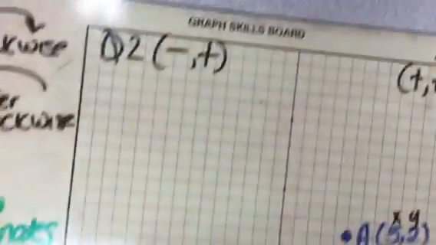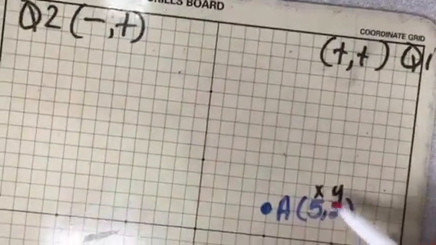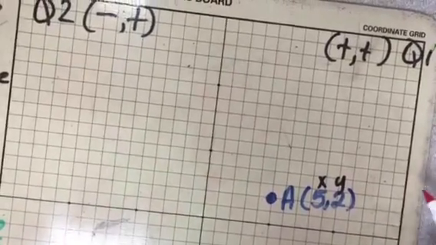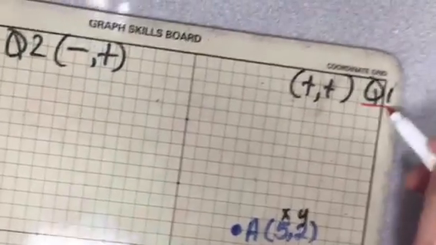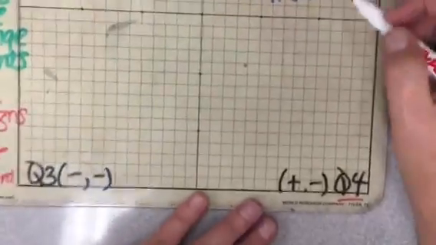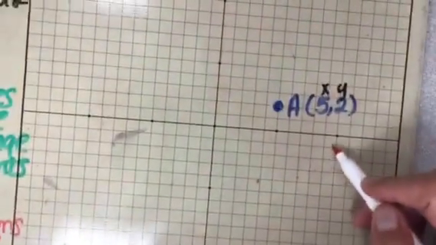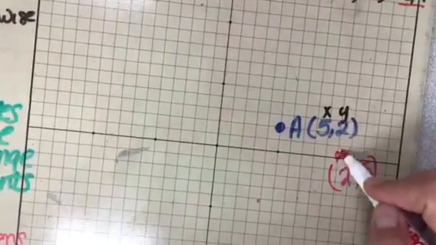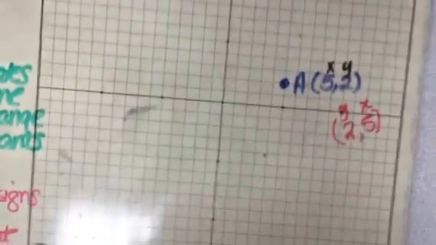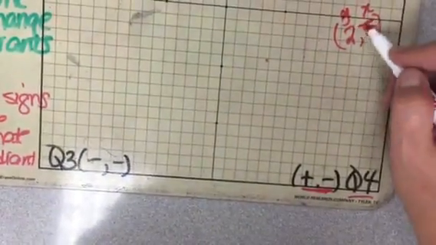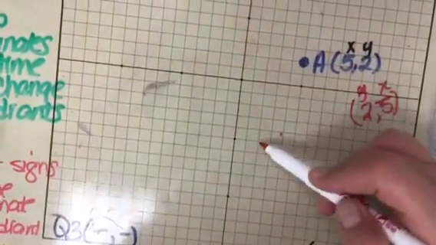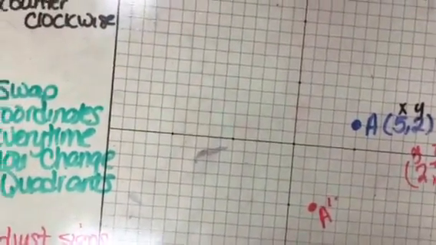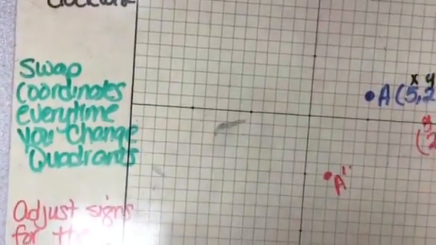So let's practice. Point A is at x value 5, y value 2. So if we wanted to rotate that 90 degrees, it would go from quadrant 1 to quadrant 4. So I want to swap my x and y values. So I'm going to make y first and then x. To be in the 4th quadrant, my y coordinate needs to be negative. So I could graph 2, -5. So my rotation of 90 degrees clockwise would be 2, -5.